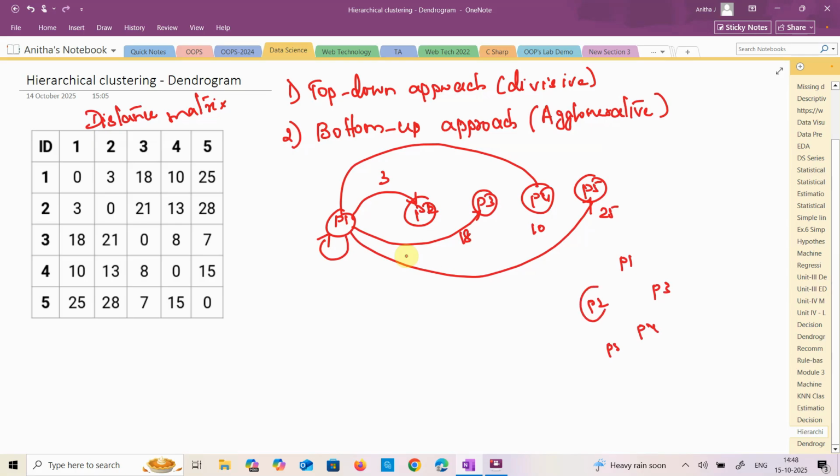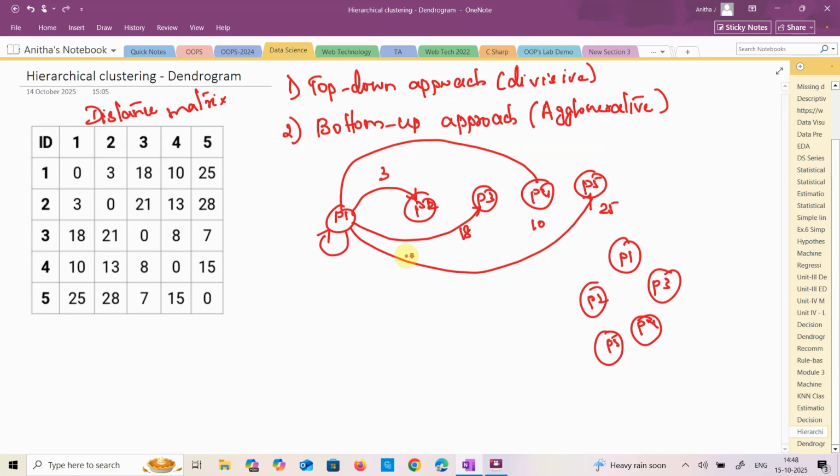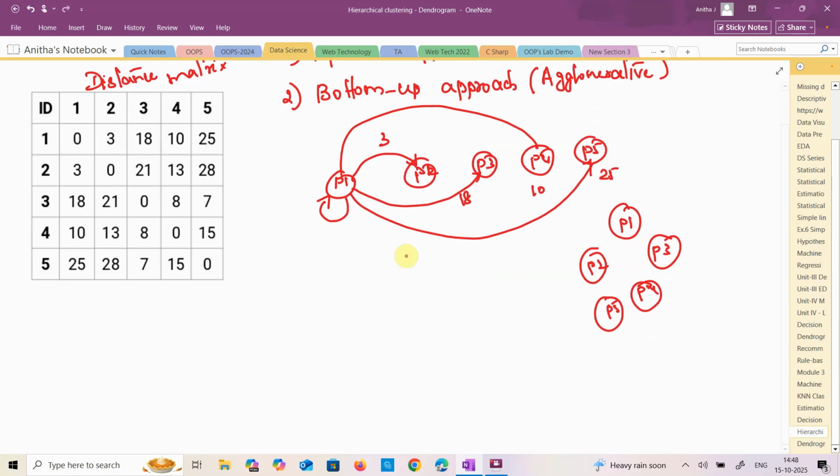So the data points are available, and now we are going to apply some merging criteria to merge the data points together to form clusters, which will be represented in a tree-like format called a dendrogram. To start with, the criterion we are using for merging is called the single linkage criterion. The minimum distance between the data points will be considered as the linkage criterion to merge the two data points.